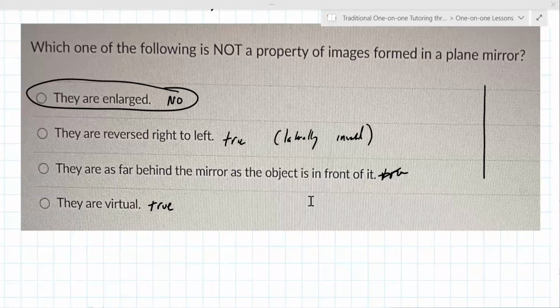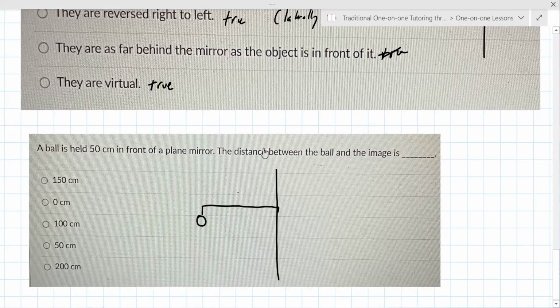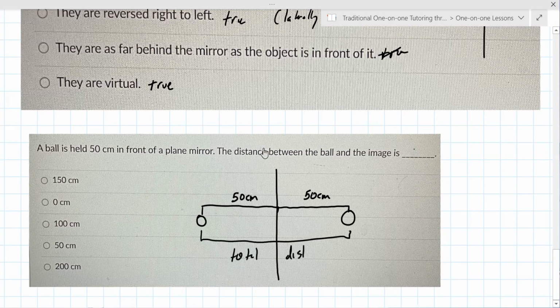Next question. So a ball is held 50 centimeters in front of a plane mirror. So here's the ball, and this is 50 centimeters. Okay. And we just talked about that. It appears 50 centimeters virtually behind the mirror. And so the distance between them, the total distance is 50 plus 50, 100 centimeters.